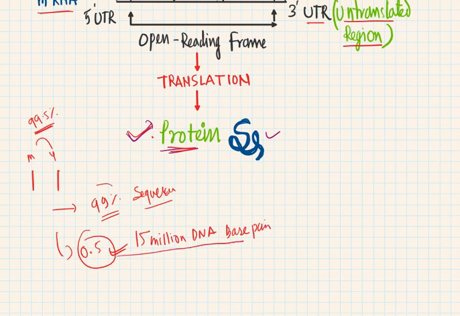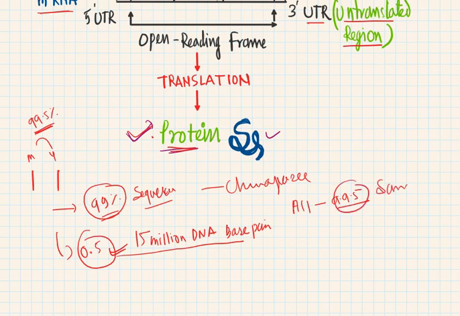So we are 99% chimpanzee, and we all humans are 99.5% same or identical in DNA sequence. Okay guys, on this note, I'll stop today.